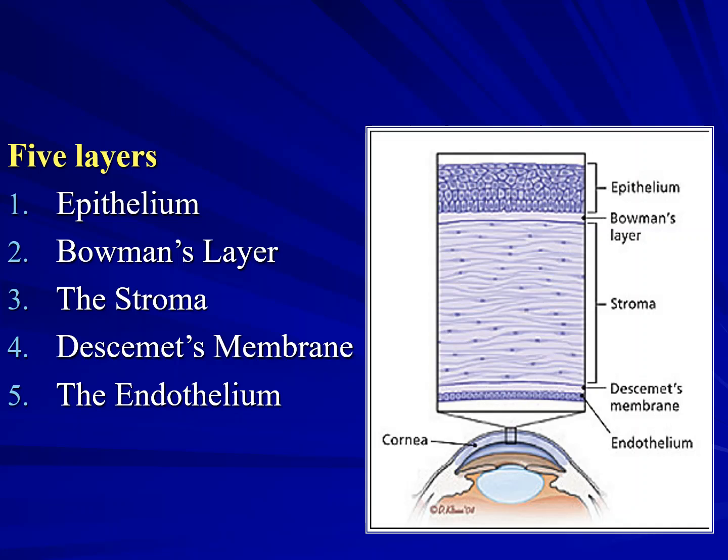The cornea contains layers: the epithelium, deeper to that the Bowman's layer, then the stroma, and the Descemet's membrane, and the endothelium is the innermost layer of the cornea.